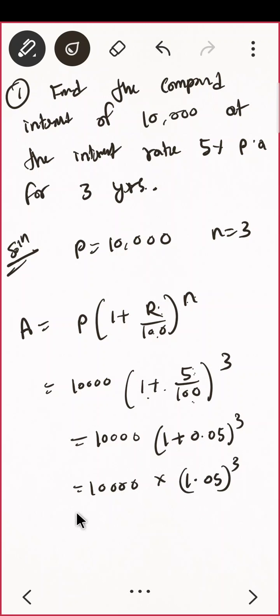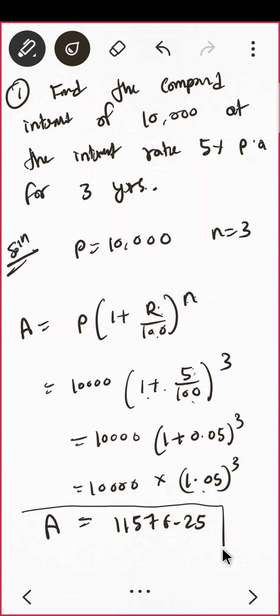That's it. So now in the calculator you just have to find the cube of 1.05 and multiply with 10,000. That will be your answer. That is easy to do. That is 11,576.25 rupees. So this is your amount. All the time, first solve this bracket and make it one term, then do the calculation, and calculator is allowed.